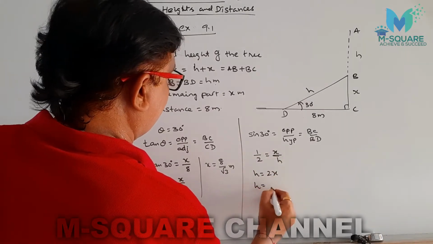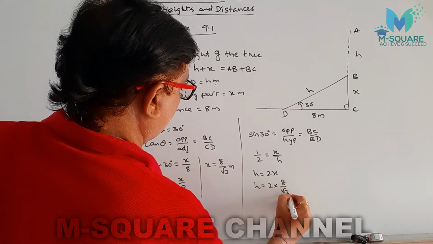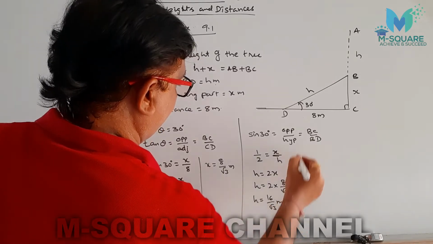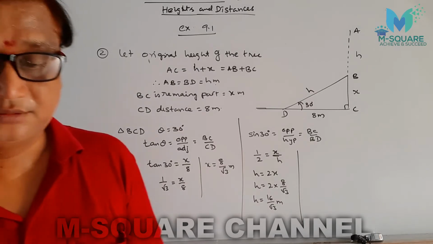So what is the h value? x is 8 by root 3, so h is 16 by root 3 meters.